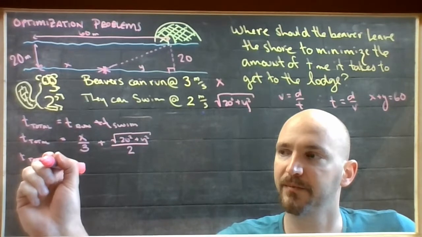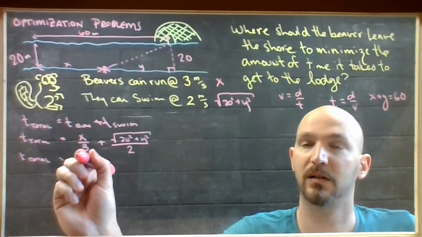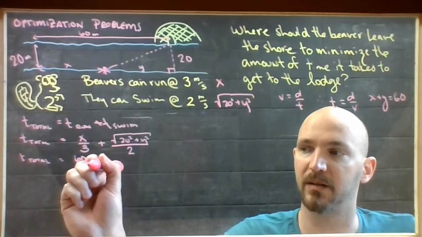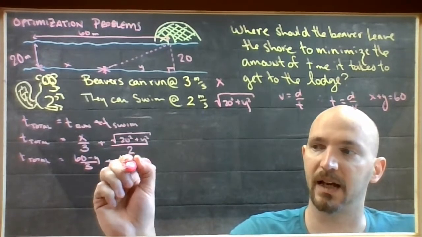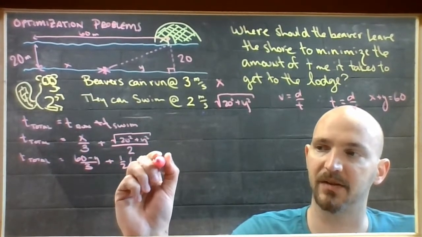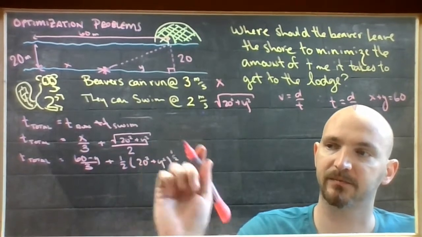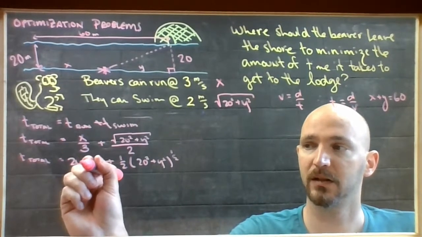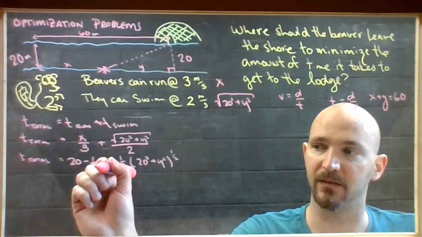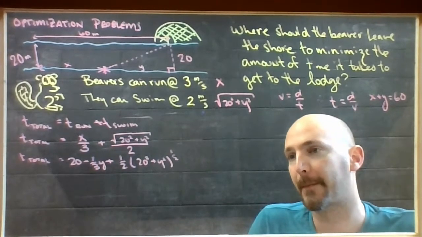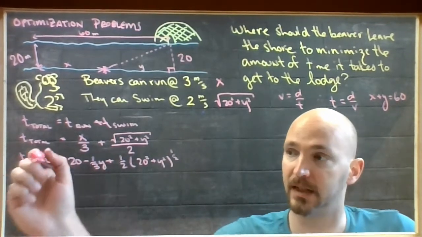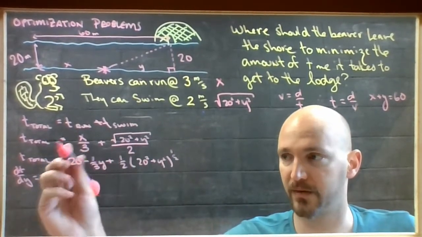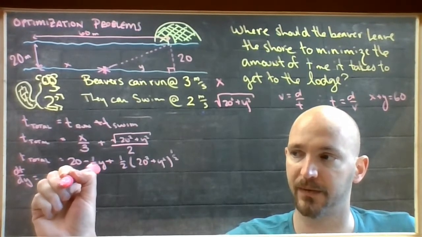So the total time will be (60 minus y) divided by 3 plus 1/2 of (20 squared plus y squared) to the 1/2. 60 divided by 3 is 20. And minus y divided by 3 is negative 1/3 of y. Okay, so it's derivative time. dt by dy. The derivative of 20 is gone. The derivative of negative 1/3 y would be negative 1/3.